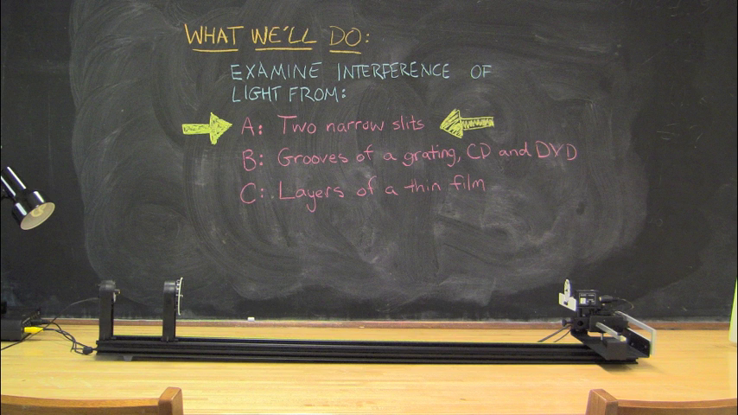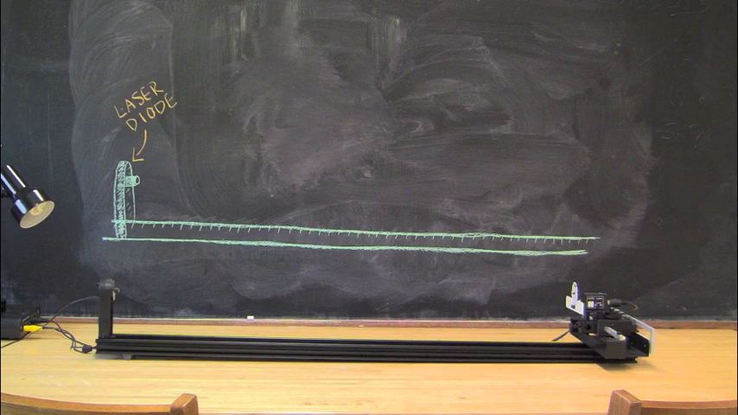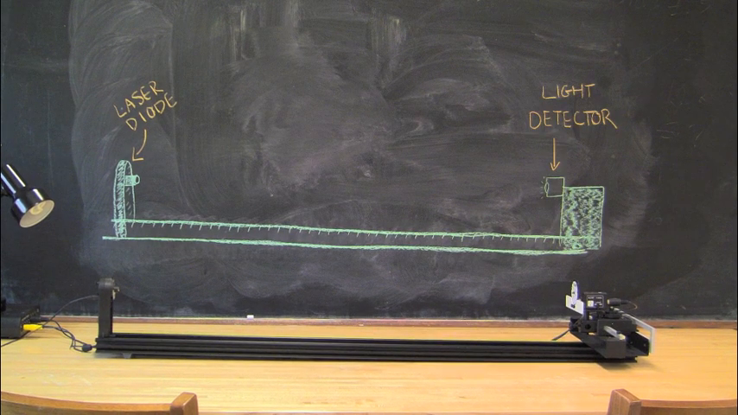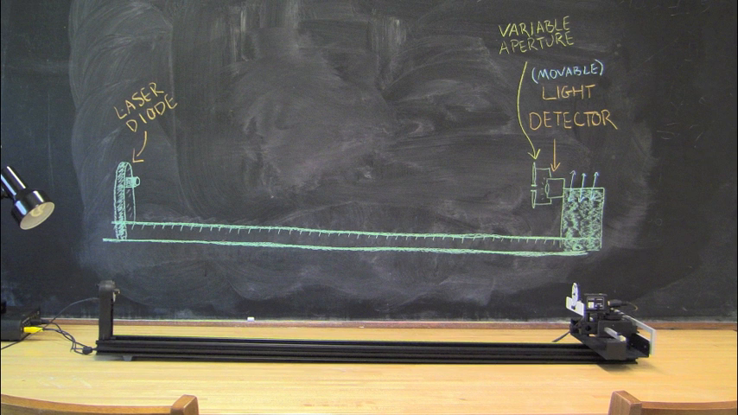Let's take a quick look at the equipment we'll use for this experiment. All of our optics snap into place along a set of rails. At one end we place a laser diode and at the other end our detector. The detector is on a translation stage, so we can move it perpendicular to the rails. We'll use this in the first part of the lab to measure the spacing between interference fringes, and in the second part to measure the diffraction angle from a grating.